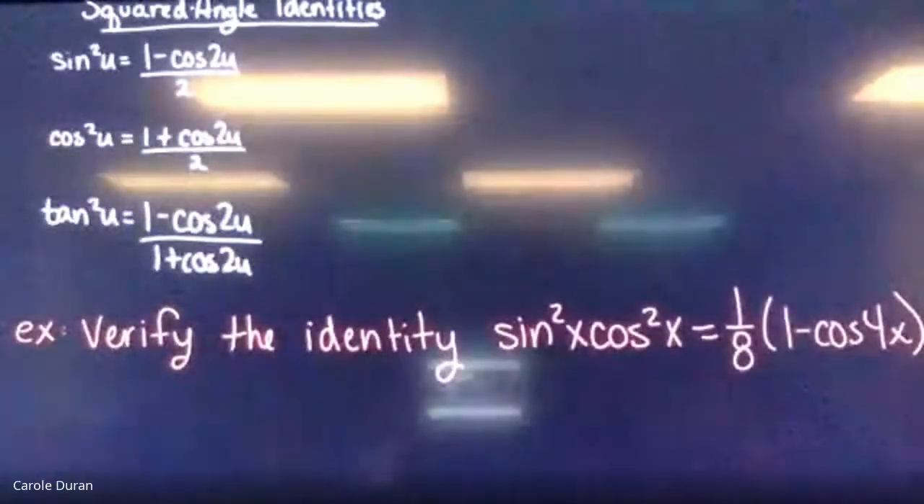Okay, so for this example, we are going to verify the identity sine squared x cosine squared x equals 1/8 times the quantity 1 minus cosine of 4x.